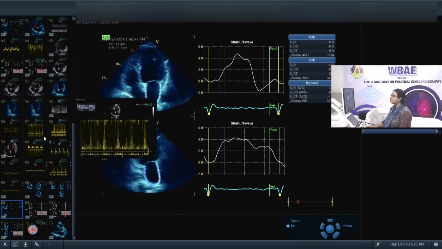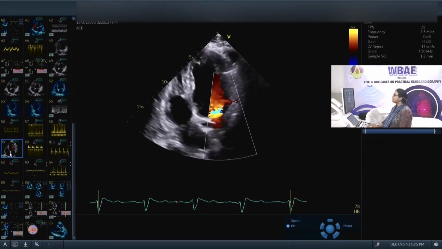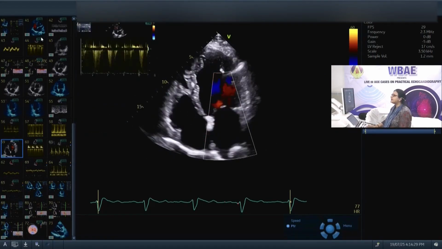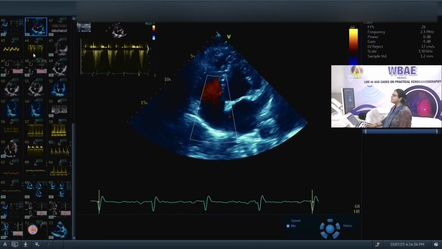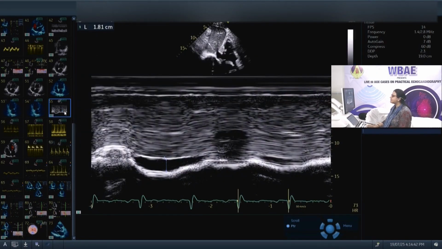Now I'm going to show you some valvular regurgitation. This patient has mild MR, and also he has mild TR. We calculated the tricuspid valve TR velocity. The TR was about 40, and the IVC of this patient was collapsing normally, and it was 1.8 centimeters. So the PA pressure was around 46.